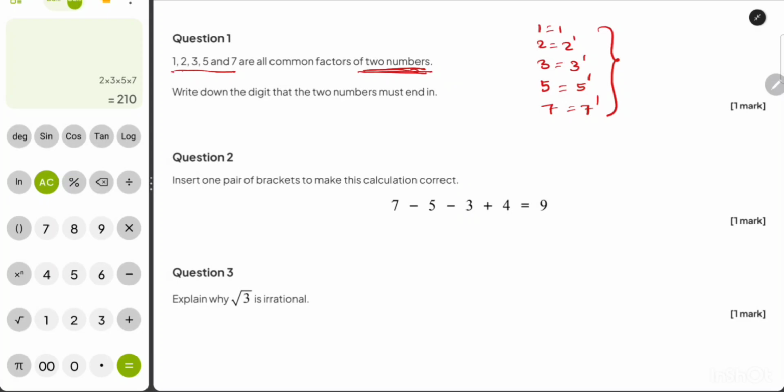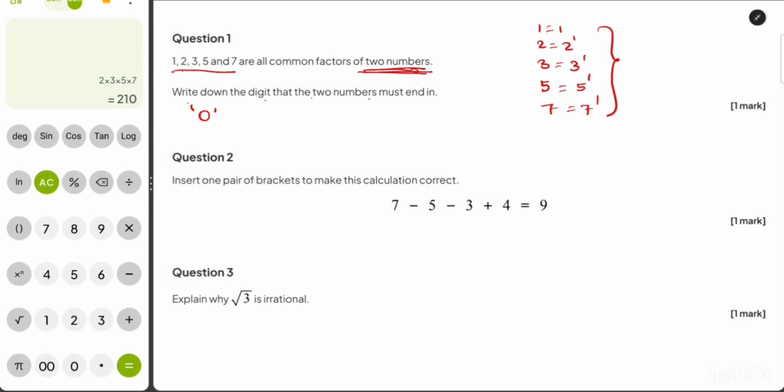Okay, and any number which is a multiple of 210 will always have 0 at its end, right? Because 210 itself ends in 0. That means any multiple of 210 will end in 0. So write down the digit that the two numbers must end in. That digit is nothing but 0. Clear? See the second question.